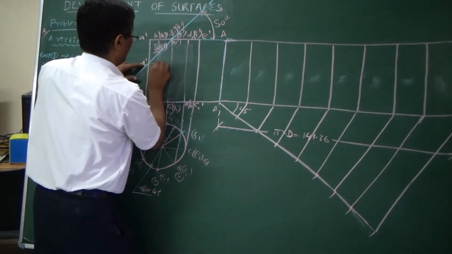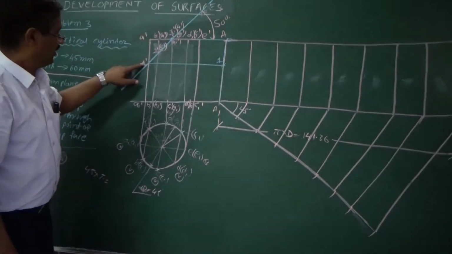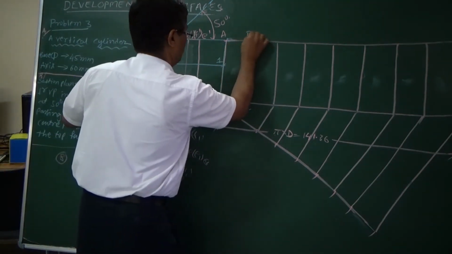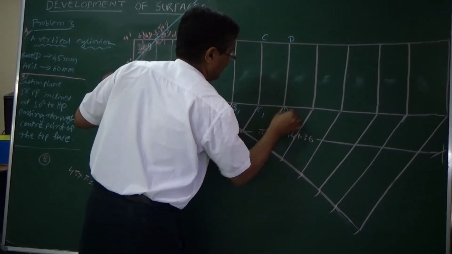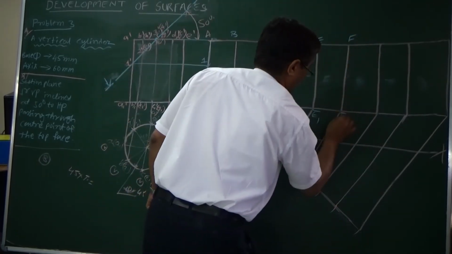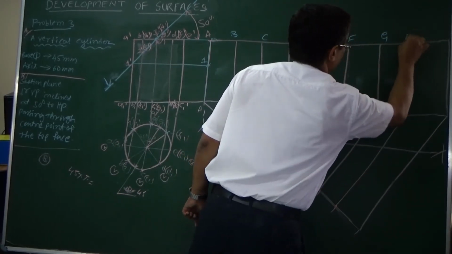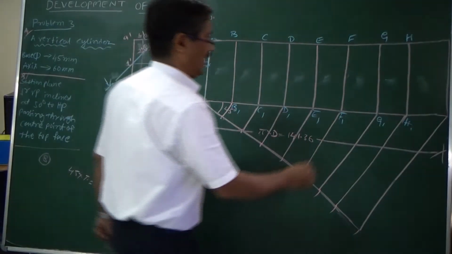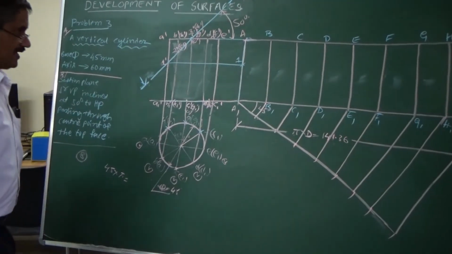So 1 is on the line AA1. So 1 point here, that you get as 1 here. Okay. And this is your B1, C, C1, D, D1, E, E1, F, F1, G, G1, H, H1. So we have come up to here, back to A1. Back to here. So this is the marking for us.